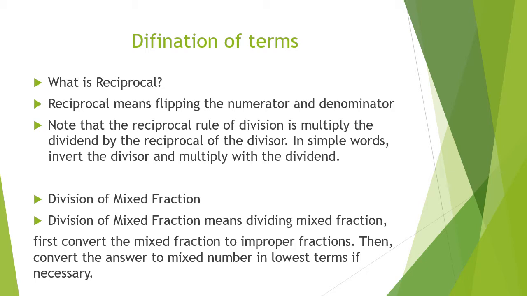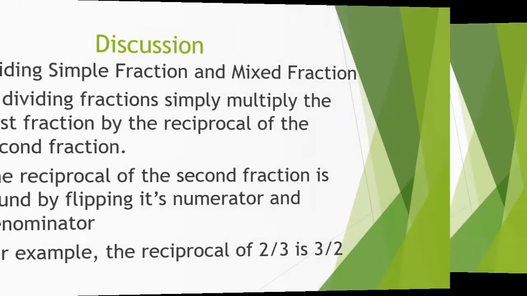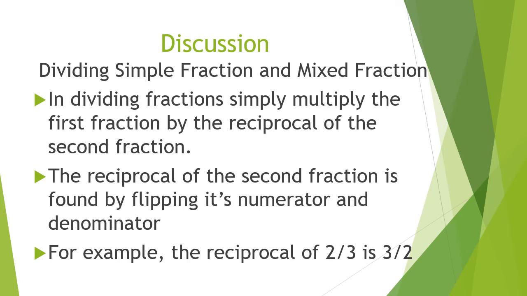Then, division of mixed fractions. Division of mixed fractions means dividing mixed fractions. First, convert the mixed fractions to improper fractions, then convert the answer to mixed number in lowest term if necessary. Dividing simple fractions and mixed fractions. In dividing fractions, simply multiply the first fraction by the reciprocal of the second fraction. The reciprocal of the second fraction is found by flipping its numerator and denominator. For example, the reciprocal of 2/3 is 3/2.